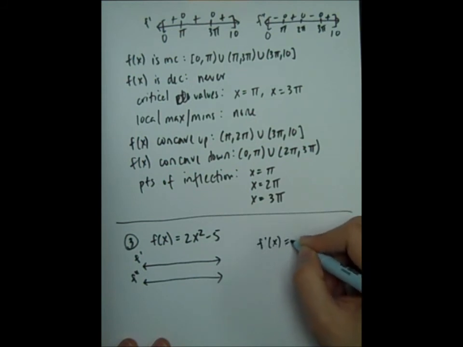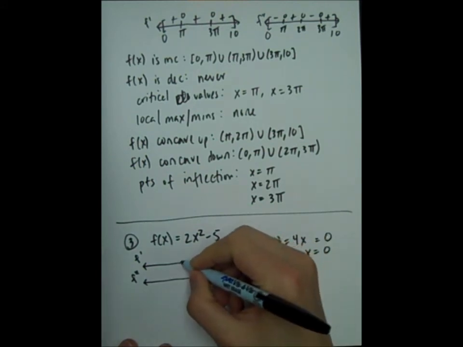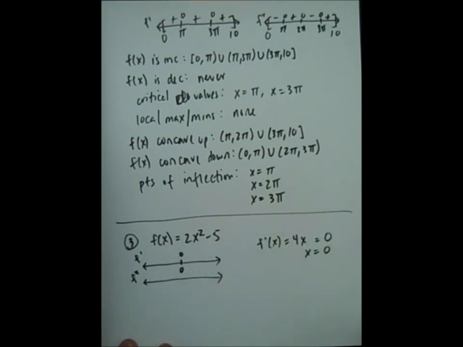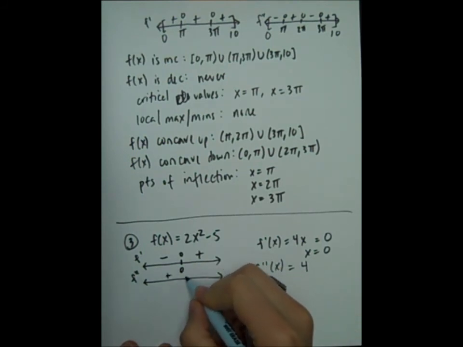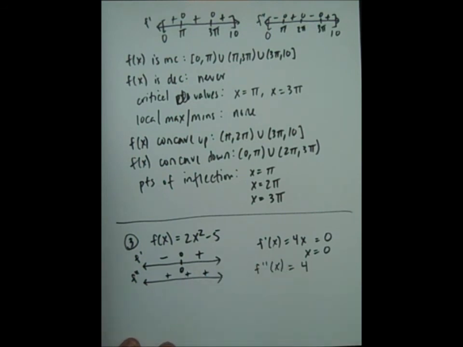F prime is 4x. That's never undefined, but it is 0 when x is equal to 0. Let's see, I'll plug in something negative. If I plug in negative 1, I'm going to get negative 4. If I plug in 1, I'm going to get positive 4, so negative and positive. What's my second derivative? Well, just 4. That's never 0, so my second derivative will just have positives everywhere.